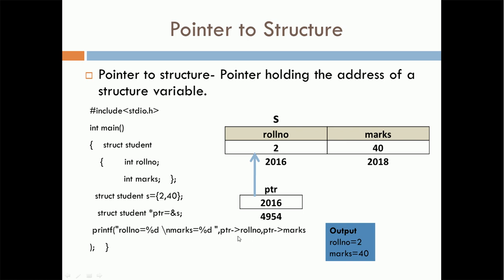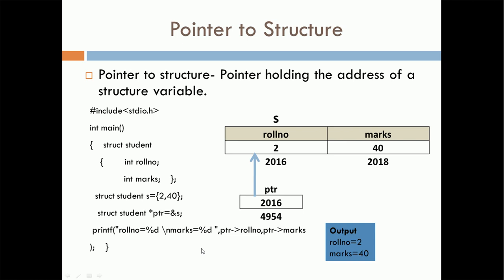To make an arrow using the keyboard, we just have to write a dash and the greater than sign. This will make an arrow using the keyboard. So in the printf statement, we have written ptr, then the arrow sign, then roll number. This will provide you the first field of the structure variable s. Then we have written ptr, arrow symbol, then marks. This will provide the second field of the structure variable s. In this way we can access both the fields of structure variable s. Using the printf statement, we have printed the value of roll number and marks. So the output will be roll number equals 2 and marks equals 40.